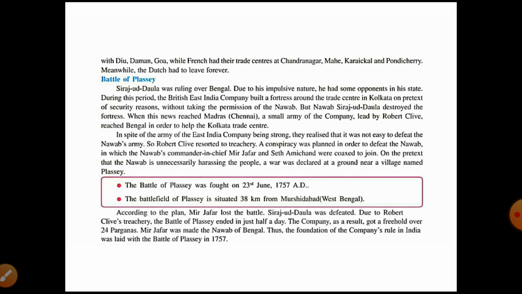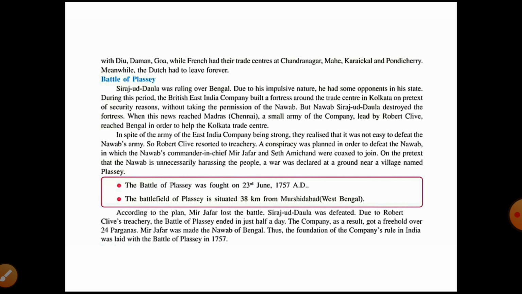So remember the two main points. The first is the Battle of Palsi, which was fought on 23rd June 1757 AD. Remember the date and year. The second is that the battlefield of Palsi is situated 38 km from Murshidabad in West Bengal. Remember both of these main points, as they may come as a 1 mark question.